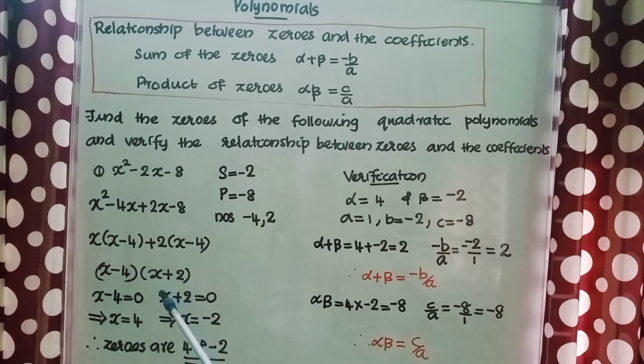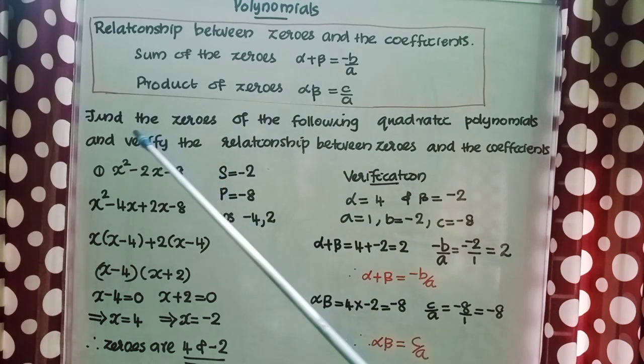We need to find the zeros, so let us equate it to 0. x − 4 = 0, then we get x = 4. If x + 2 = 0, then we get x = −2. So the zeros are 4 and −2 for this quadratic polynomial. Now we need to verify the relationship. Here alpha = 4 and beta = −2.